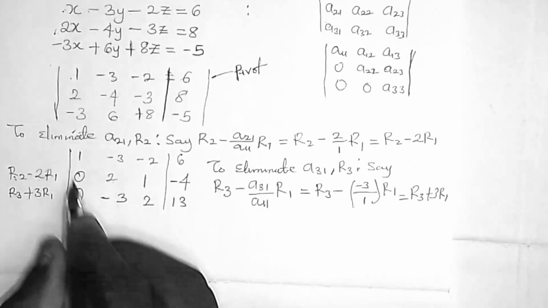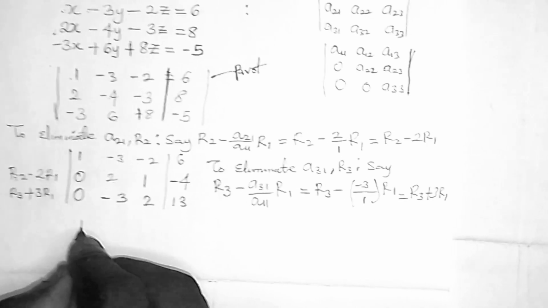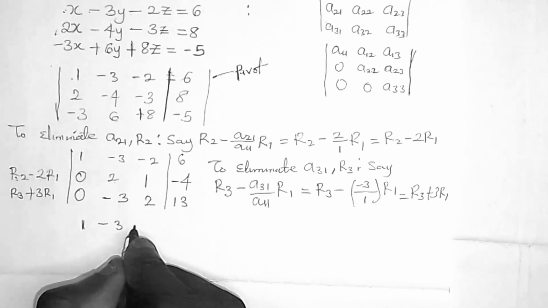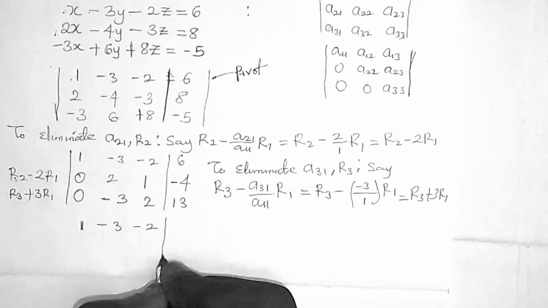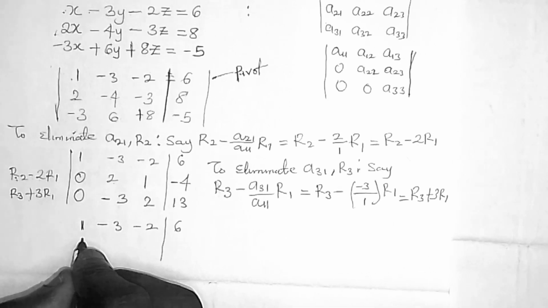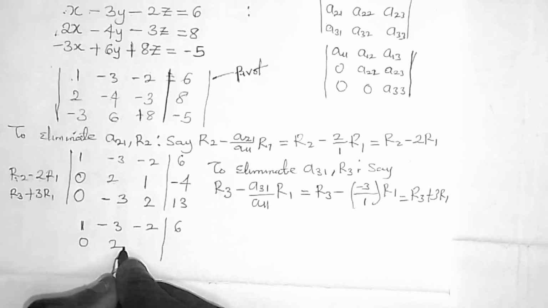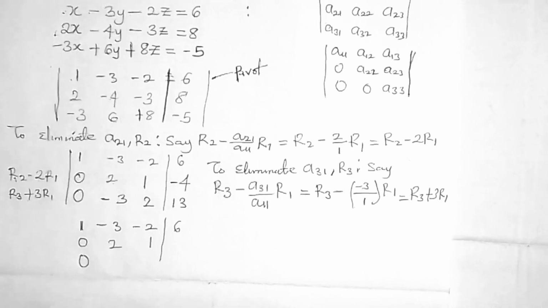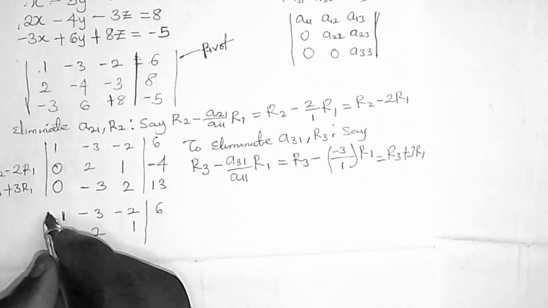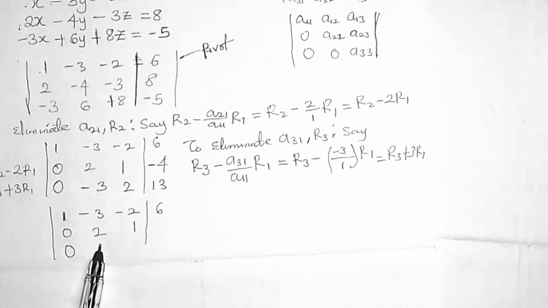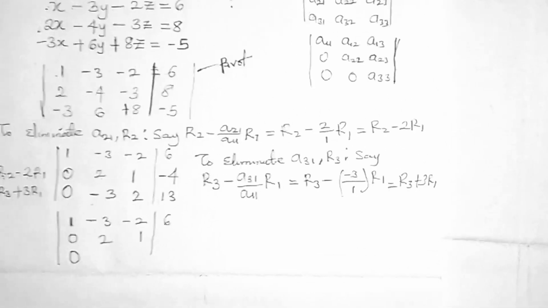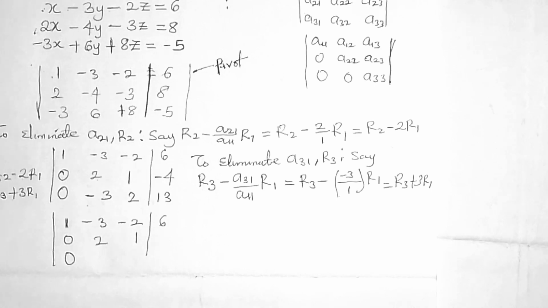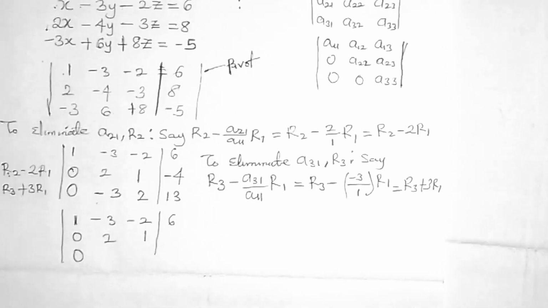Let us write it again. So you are going to have this box, which is 1, minus 3, minus 2, 6, 0, 2, 1, 0. Are you seeing that now? So the next place you want to eliminate now is this minus 3. And how will you do that? Now look at the first one. Let me show you the key. Don't forget, I'm showing you the keys here.